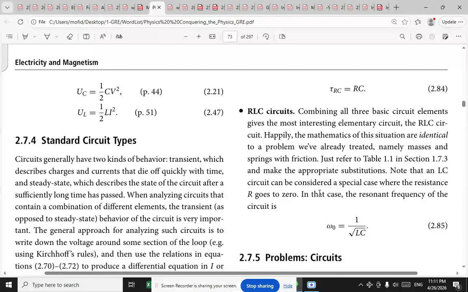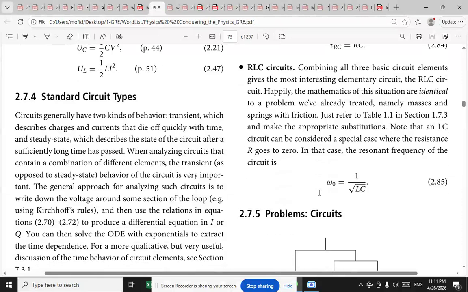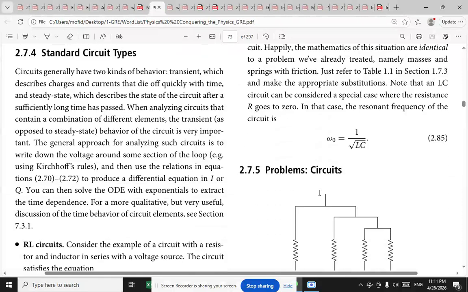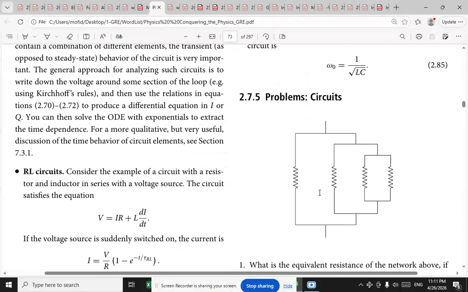Note that an LC circuit can be considered a special case where the resistance R goes to zero. In that case, the resonant frequency of the circuit is omega_0 equal to 1 divided by the square root of LC.